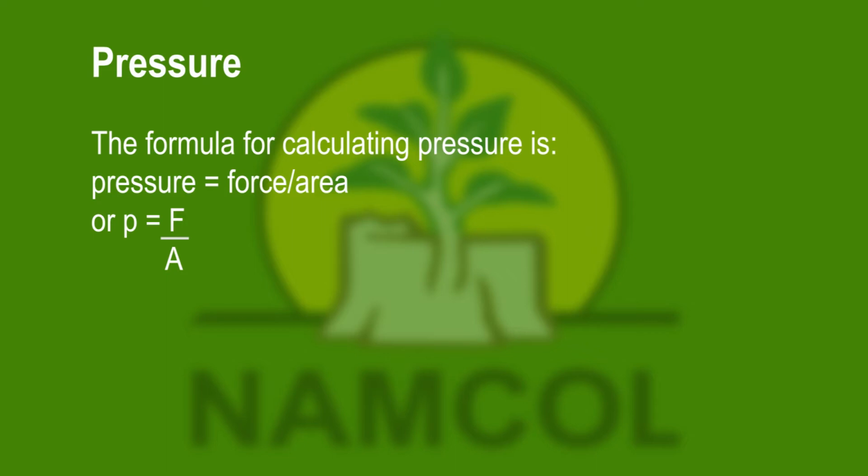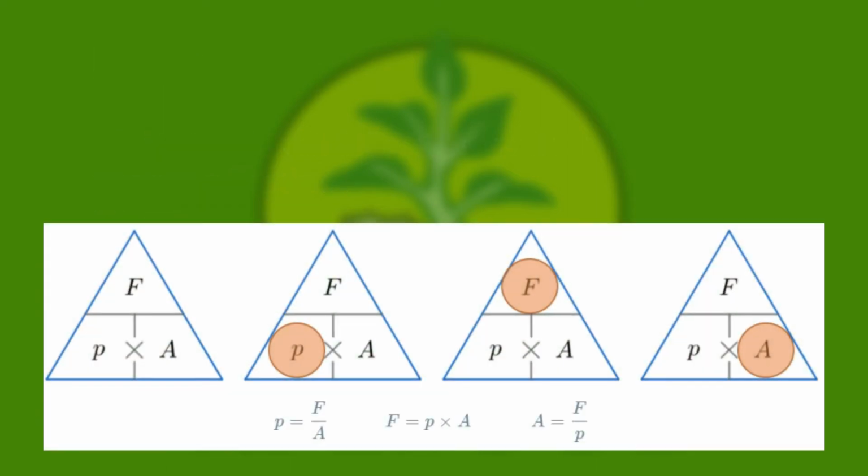A quick way of remembering how to calculate one of either pressure, force or area using the other two is to use the triangles on the screen. The horizontal line means divide and the times symbol means multiply. We then cover up the one we want to find, represented by a red circle, and substitute values into the formula for the two remaining quantities in the triangle.